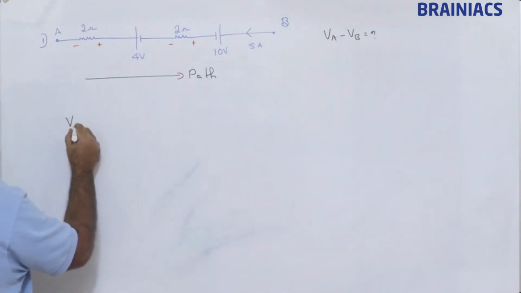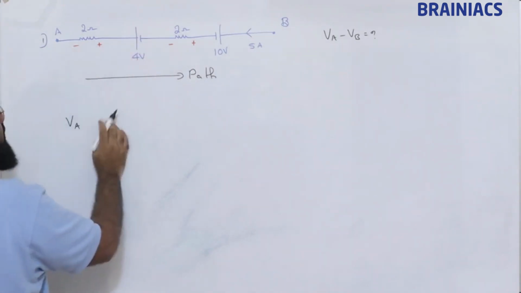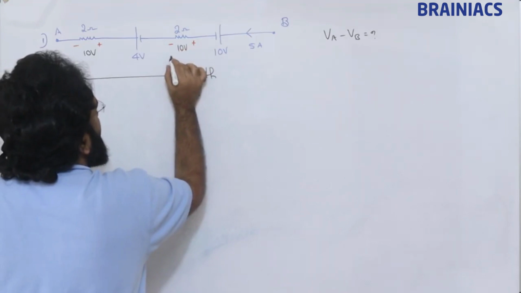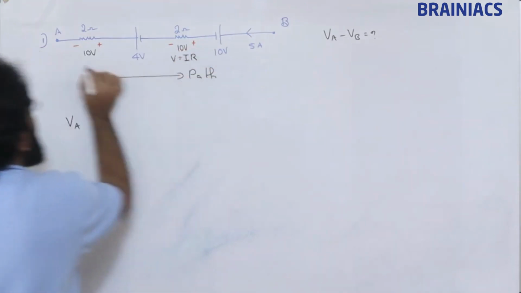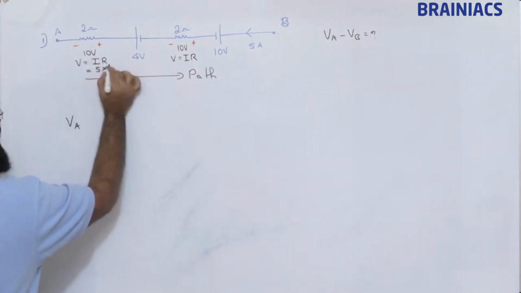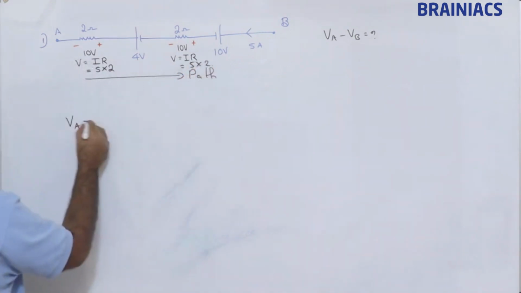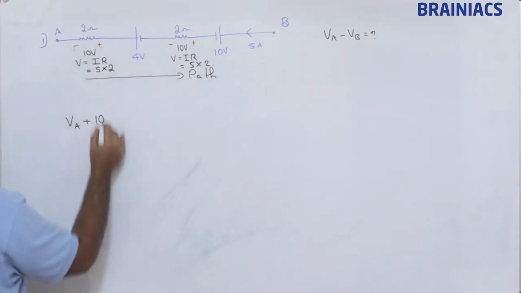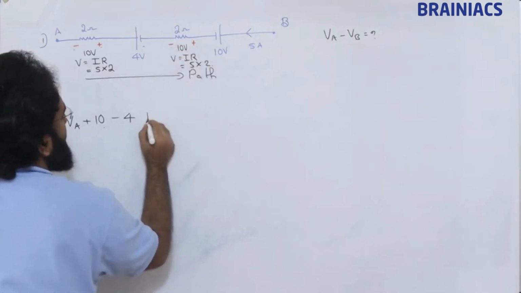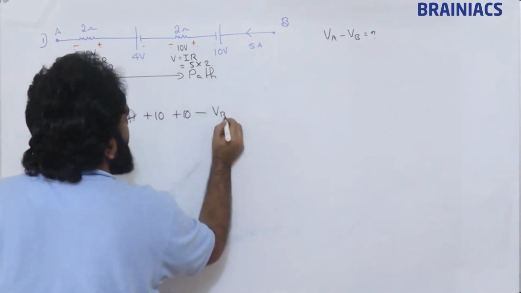Just see, we are proceeding like this. Current is flowing in this direction, so this is going to be 10 volt. V is equal to IR. So current is 5, R is 2. Here also current is 5, R is 2. So VA plus 10 minus 10, so plus minus minus 4, minus plus, so plus 10, minus plus, so again plus 10, minus VB is equal to 0.